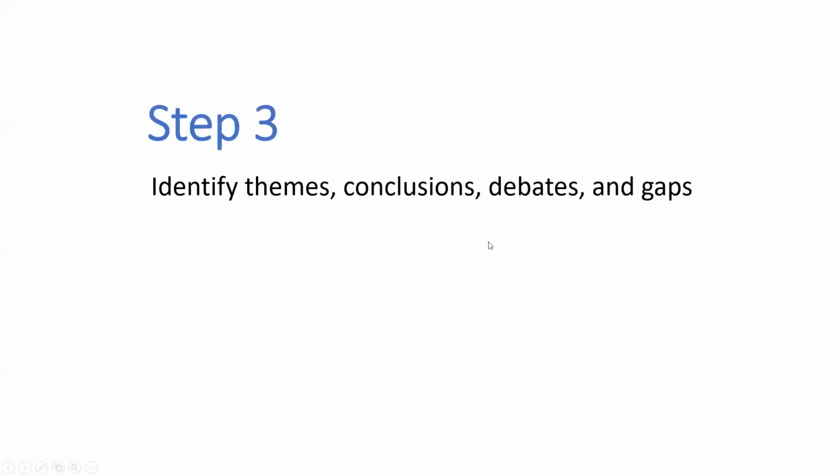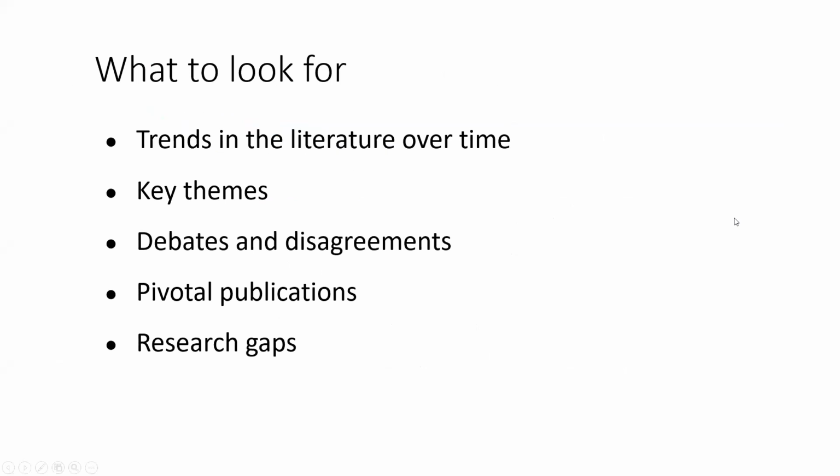And then once you evaluate the sources, step 3 is to identify themes, conclusions, debates, and gaps, right? Once you have the papers read, always try to identify themes, and then try to find the gaps. So you have to look at this literature and understand the trends of the topic over time, the key themes, debates, and disagreements, and always note what the pivotal publications are in that particular research area.